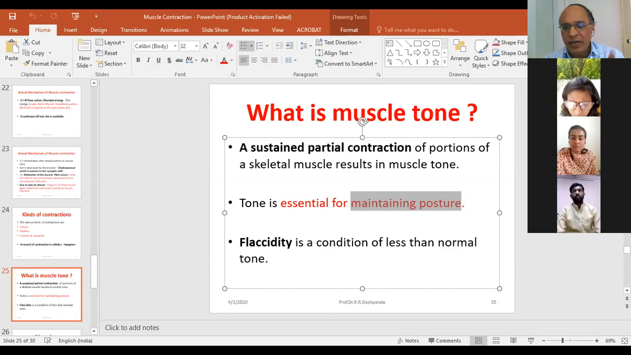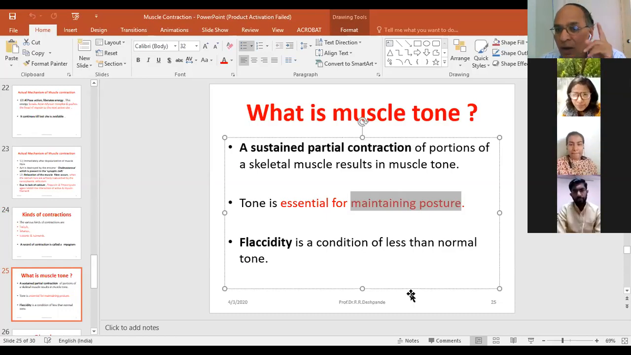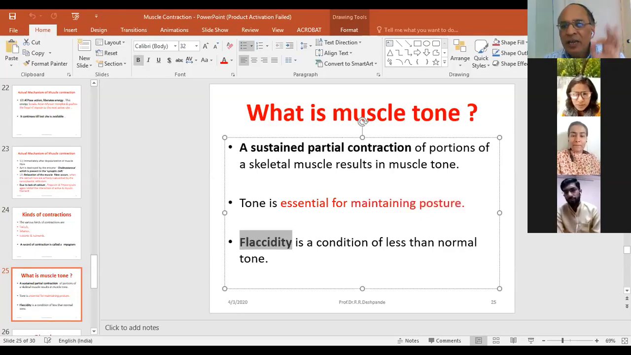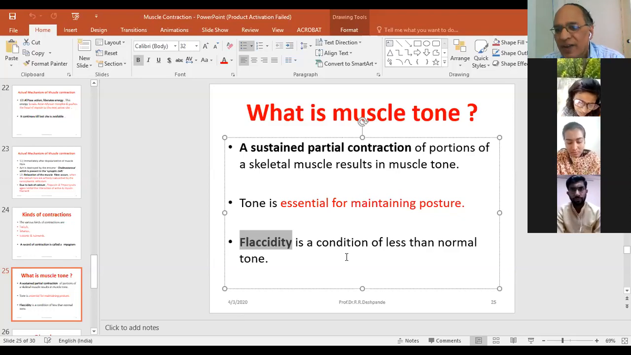Standing posture, sitting posture, walking posture. Who is maintaining? Muscle tone is maintaining. And what is the opposite word to the muscle tone? Shaithilya. Mausa dhatu. In Ayurveda, it is called Shaithilya, lack of tone, that is flaccidity. Okay? Next.